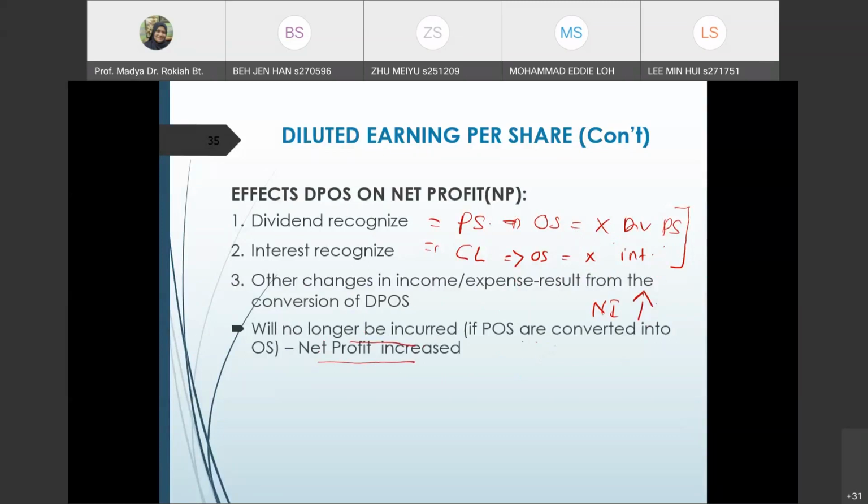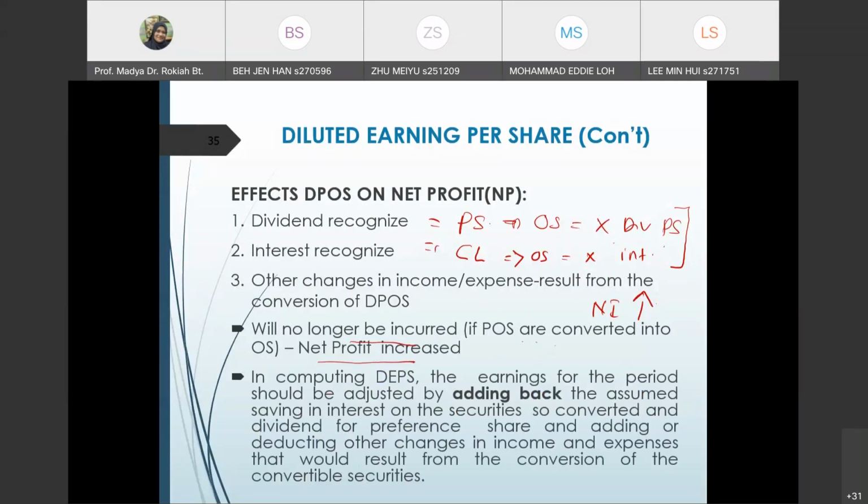In computing the diluted earnings per share, the earnings for the period should be adjusted by adding back. So you need to add back the amount of the preference share dividends and the interest, assuming the saving of the interest on the security that converts and the dividend that we don't have to pay. So you need to add back those changes, and also add back any other changes in income and expenses that would result from the conversion of a convertible security. So the effect to the earnings or net income here: you don't have to pay the preference dividend and do not have to pay the interest. So that will increase your net income.